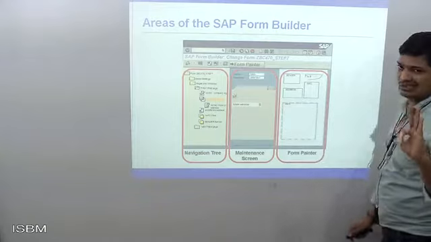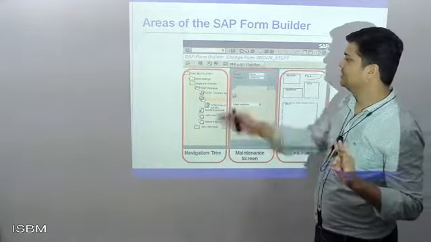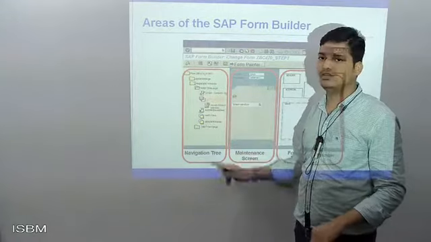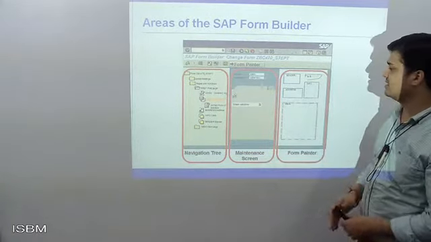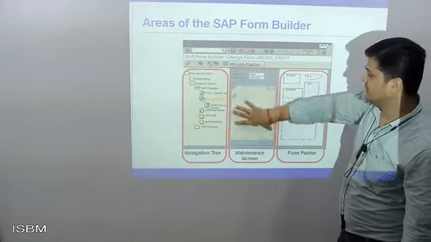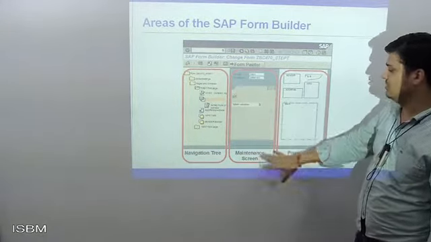There are three things in the SmartForm. Always remember, this is the navigation tree. In the navigation tree, we have different windows. And in the maintenance screen, when you click on a particular window, it will show you that particular screen over here. So it is called the maintenance screen.